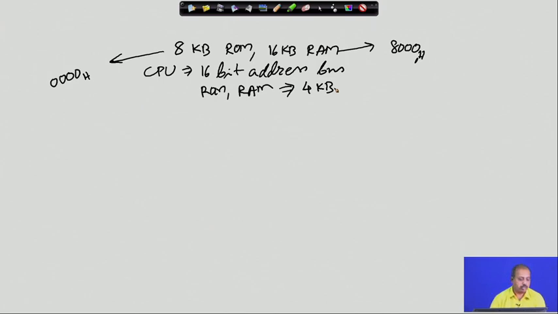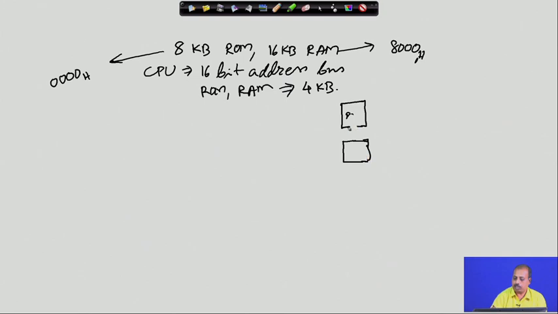So, how will this system look? If we want to get a representation, suppose the first 2 chips that I put are the ROM chips. These are the 2 ROM chips that I have put. We call them ROM 1 and ROM 2.